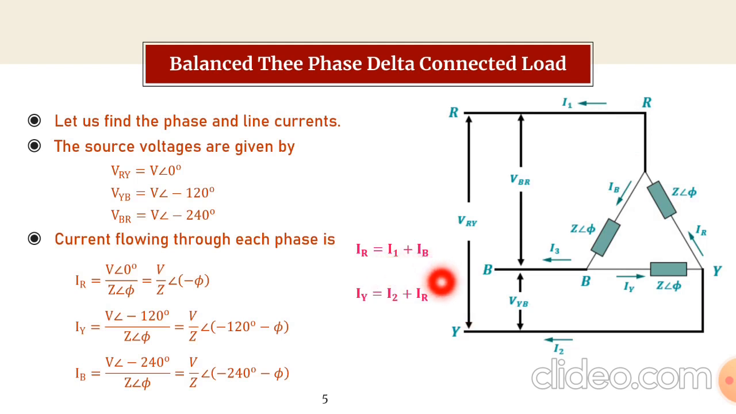Similarly, if you apply Kirchhoff's current law at the other two junctions, you will get IY and IB. From this, already we found IR, IY, IB. Hence, it is easy to find I1, I2, I3 because they are the line currents. So we can just rearrange. I1 is IR minus IB, I2 is IY minus IR, and I3 is IB minus IY. So please remember these three formulas, I1, I2 and I3.